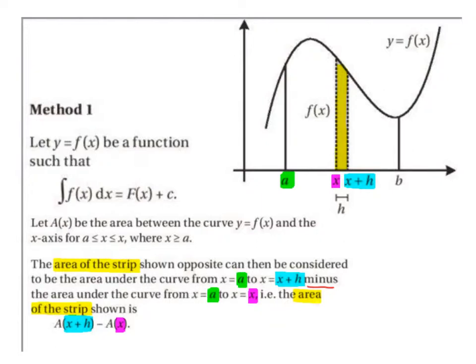So the area of this strip can be considered to be the area under the curve from x equals a to x equals x plus h. So if we were to take into account this entire area, right up from a up to as far as x plus h, and then if we subtracted the area from x equals a to x equals x, we would be left with the area of the strip. So let's look at that a bit closer.